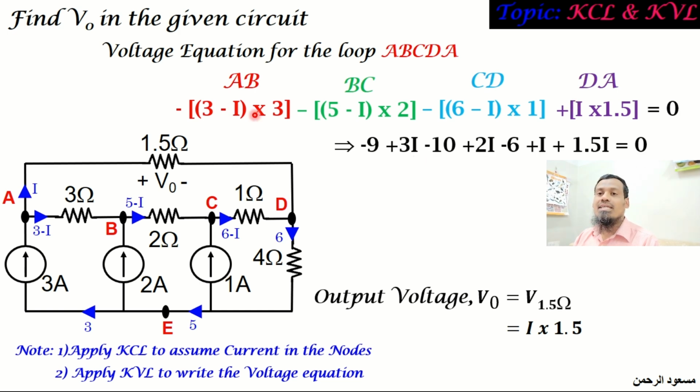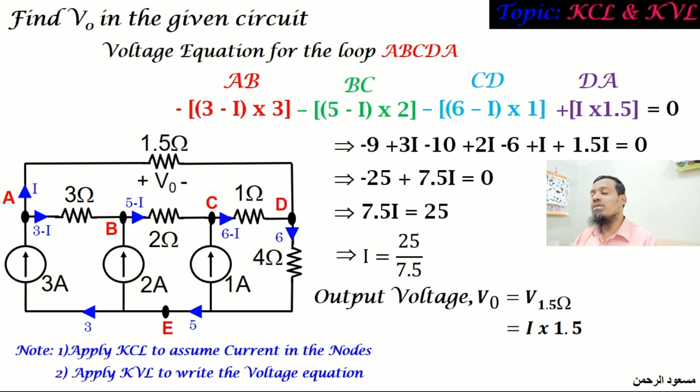By simplifying the written equation, we will end up with this equation from which you can group all the I terms together and the constant terms together, which will result in this equation, and move the constant term to the other side, which makes minus 25 to be plus 25. The current I can be written as I is equal to 25 divided by 7.5, which can be calculated as 3.33 amps. So the current that we assumed, I, is found to be 3.33 amps.